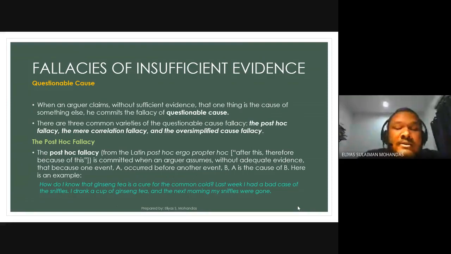The post hoc fallacy, from the Latin post hoc ergo propter hoc, after this, therefore because of this, is committed when an arguer assumes without adequate evidence that because one event A occurred before another event B, A is the cause of B. So let us look at an example here. How do I know that ginseng tea is a cure for the common cold? Last week I had a bad case of the sniffles. I drank a cup of ginseng tea, and the next morning my sniffles were gone.